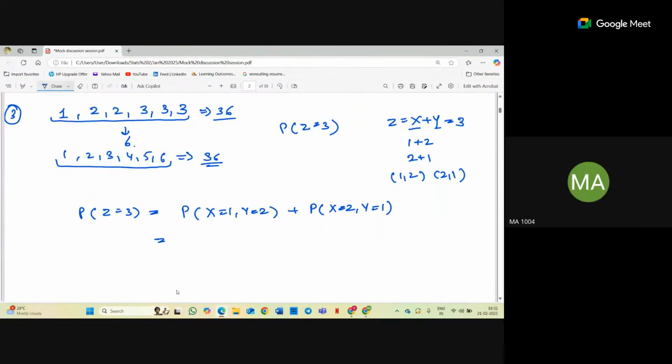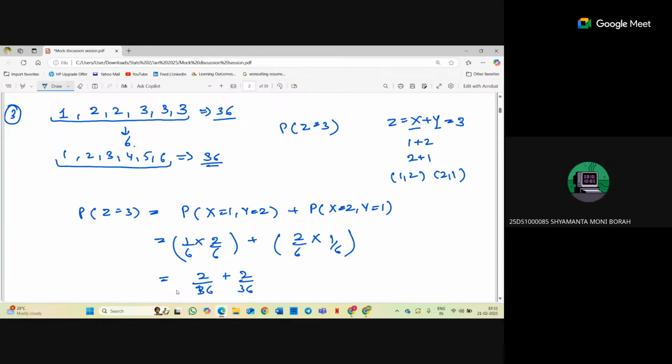Now, the probability that x is 1 is 1 by 6, into the probability of y equals 2, which is 2 by 6. Similarly, the probability of x equals 2 is 2 by 6, into the probability of y equals 1, which is 1 by 6. So in total, it is 2 by 36 plus 2 by 36, which is 4 by 36, which equals 1 by 9.